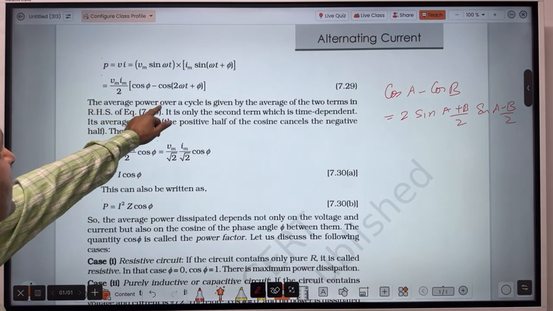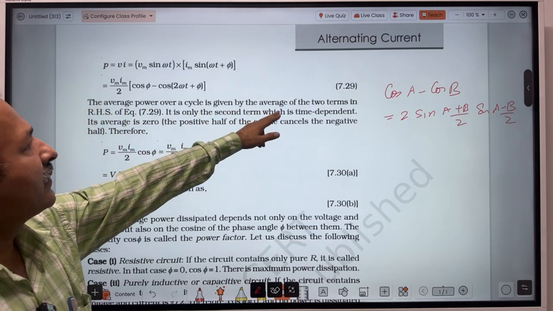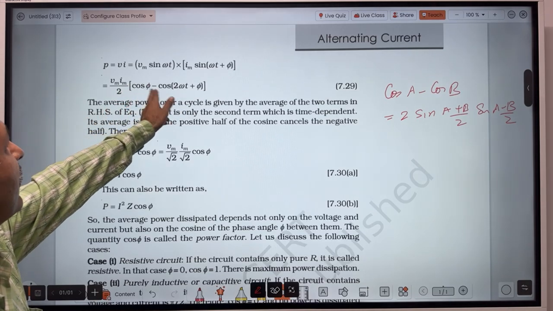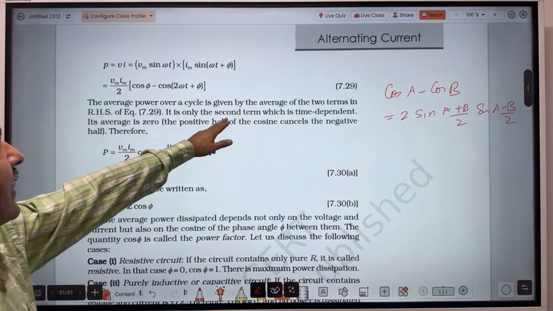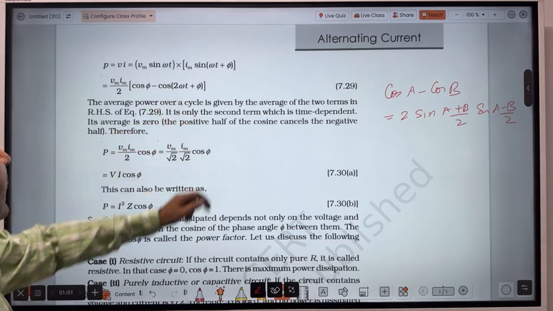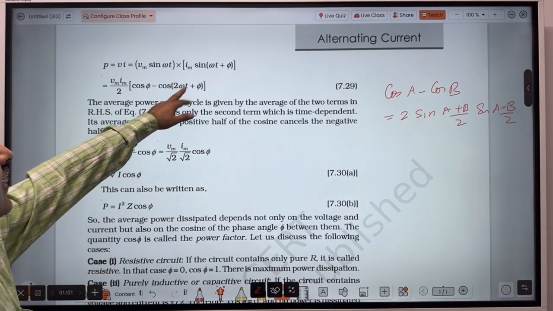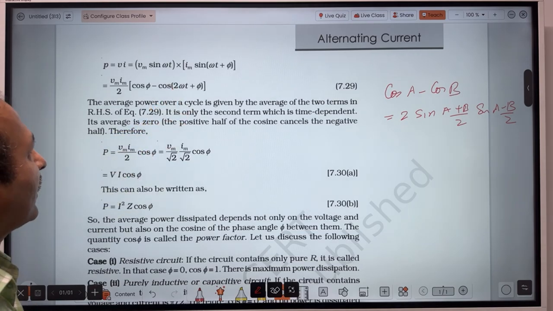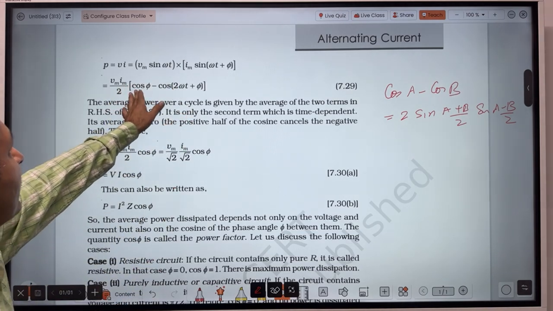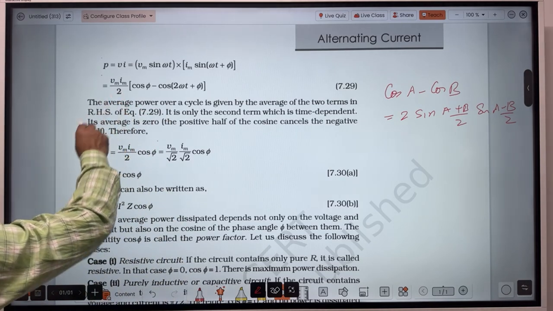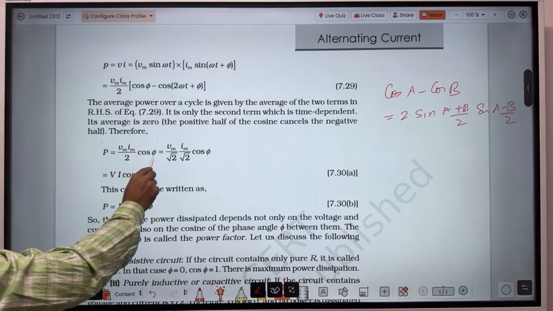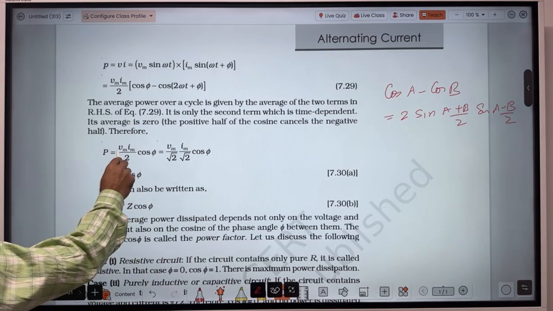And then the average power over a cycle is given by the average of the two terms on the RHS. We have to find out the average value of these. It is only the second term which is time dependent. So it will have no contribution, because over one complete cycle this will become 0. So only this term will contribute. So we can say that power is equal to Vm Im divided by 2 times cos phi, right?